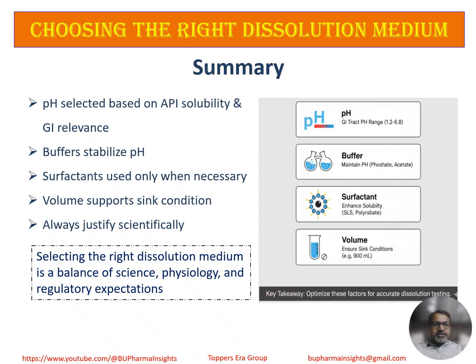Now to summarize, selecting the right dissolution medium is a balance of science, physiology and regulatory expectations. pH is chosen based on API solubility and GI relevance. Buffers are used to stabilize pH. Surfactants are added only when necessary. Volume must support sink conditions. Above all, every choice must be scientifically justified.